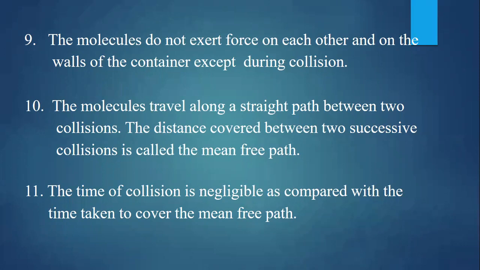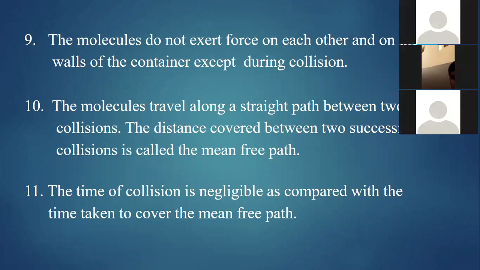Because of that, an exactly equal change in momentum is going to take place. Whatever happens there, the momentum of the other molecule increases. So the total momentum is going to be conserved. That is in accordance with the law of conservation of momentum. The law of conservation of momentum is applicable, or valid, in the case of collision of molecules also. Then the 10th point says the molecules travel along a straight path between two collisions. The distance covered between two successive collisions is called the mean free path.